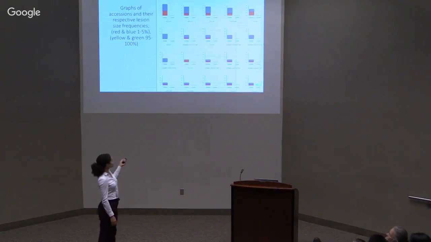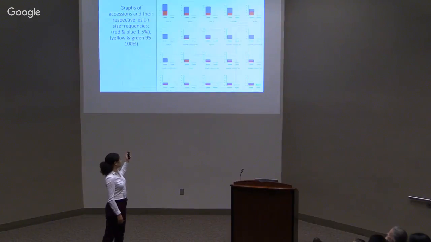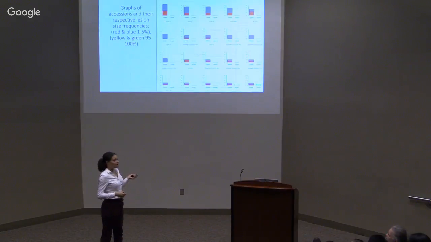Following the histograms, we produced these graphs for every accession. The graph is still respective to the colors that we saw in the histograms. If we take one of these, it is one accession, and the graph shows how often this accession occurred in the categories that we chose, so how often this accession occurred in the 1% or 2 to 5% categories of the lesion sizes.